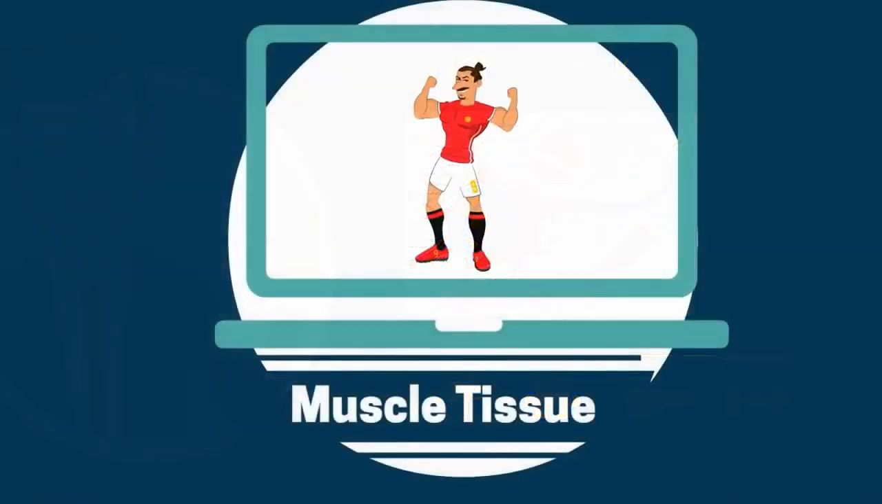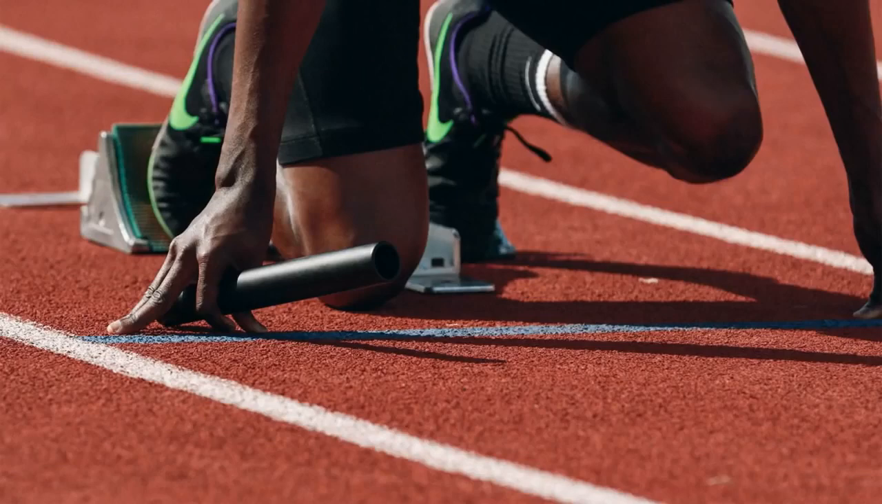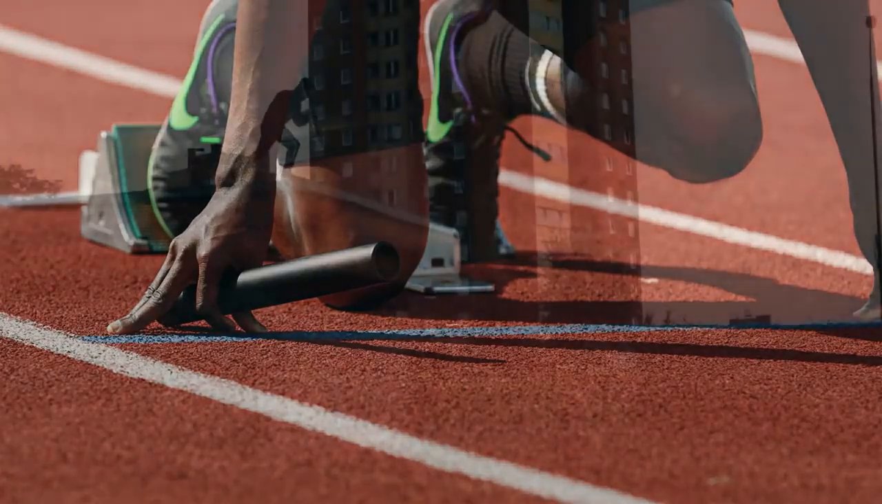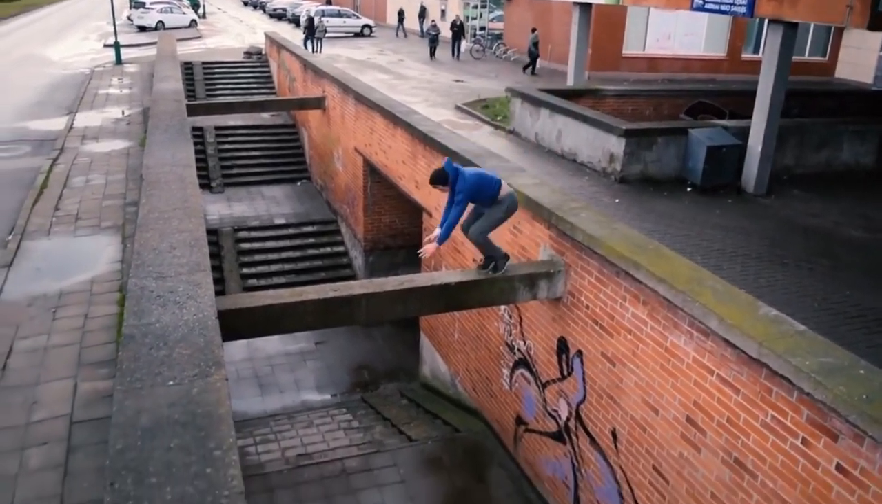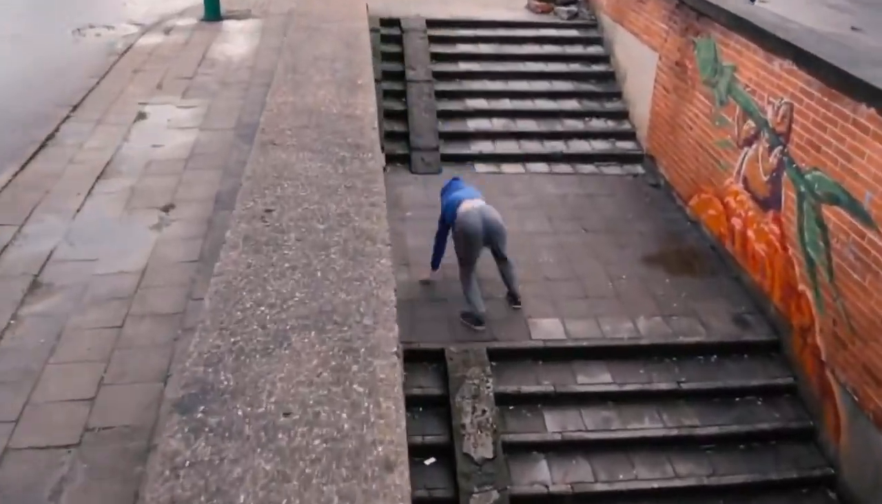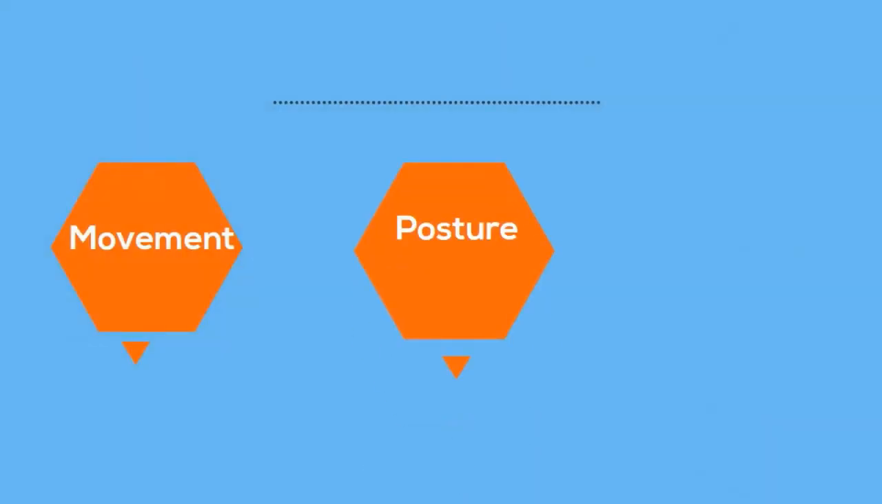Muscle tissue is one type of tissue found in the human body. Muscle tissues are responsible for movement inside and outside of the body. Check out these muscle tissues at work. In addition, they help with your body posture, and they also produce heat.